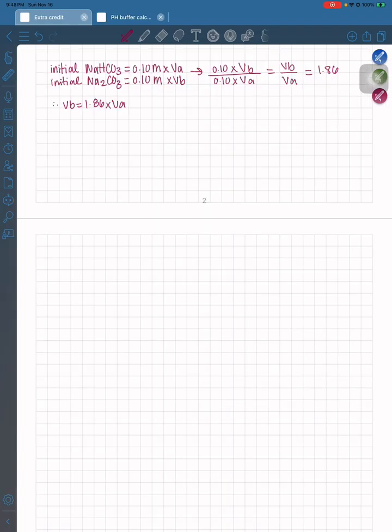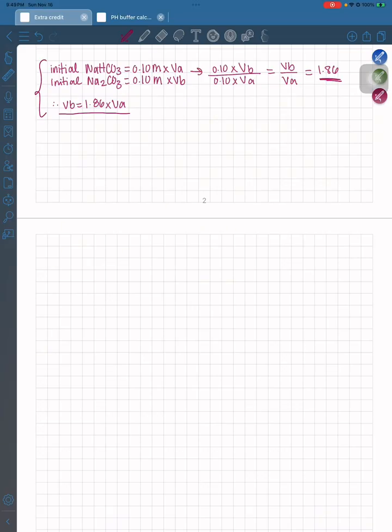Now that we are done with that step, we need to move on and relate our concentration to volume. From the series of steps that I stated over here, we can see that because both of our stock solutions have the same molarity, the concentration ratio is equal to the volume ratio, and therefore our volume of base is equal to 1.86 times the volume of our acid.